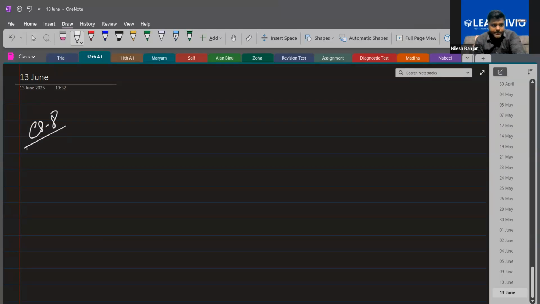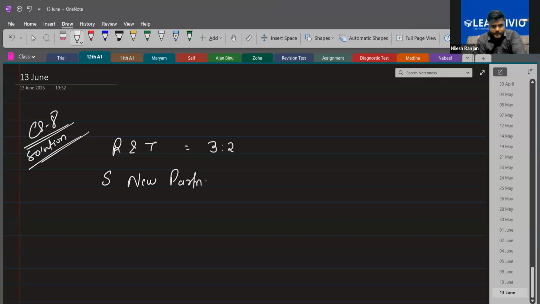Question number 8. So R and T are partners. Their profit sharing ratio is 3:2. A new partner S joins. Now R surrenders, so we have to calculate sacrifice.